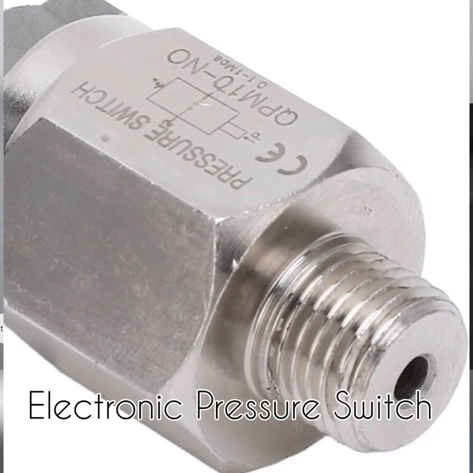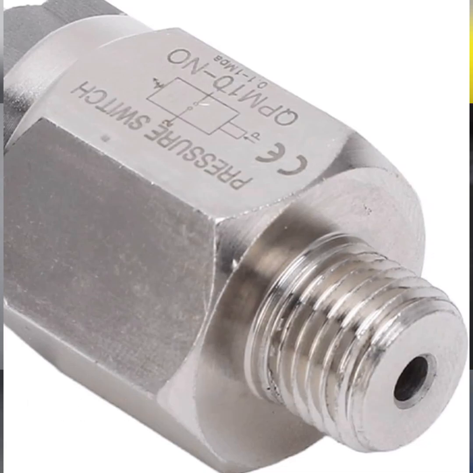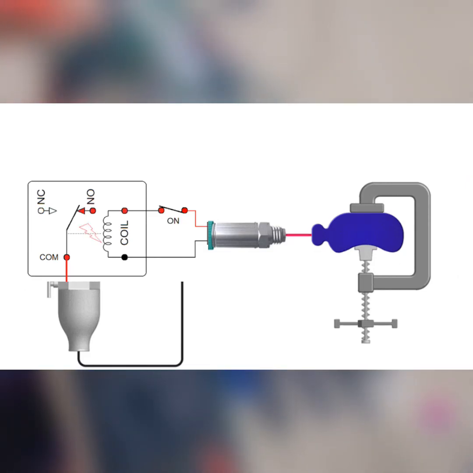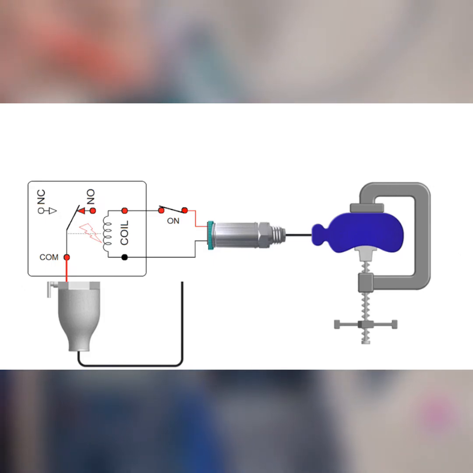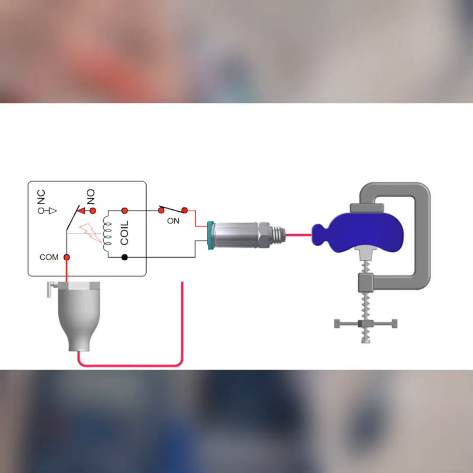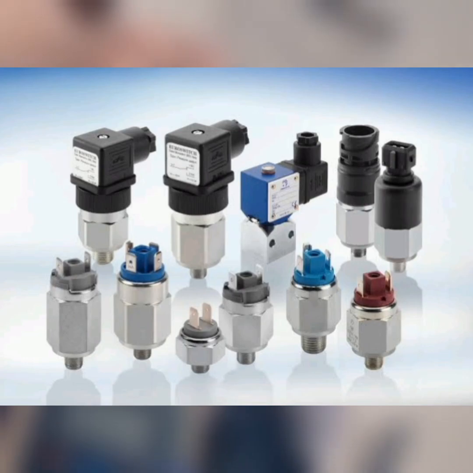Last but certainly not least, we have the electronic pressure switch. This switch employs electronic sensors to detect pressure changes and generate electronic signals. These switches offer accurate measurements, precise control, and digital display capabilities.